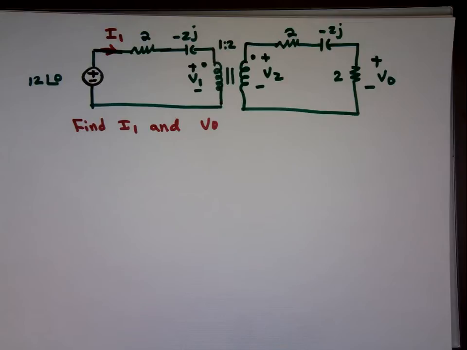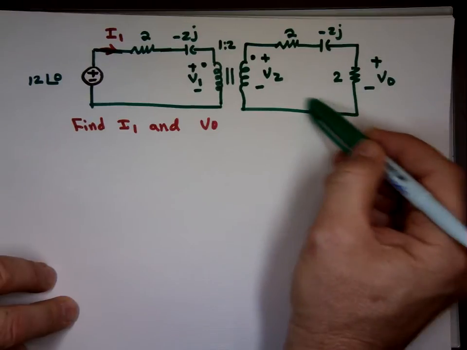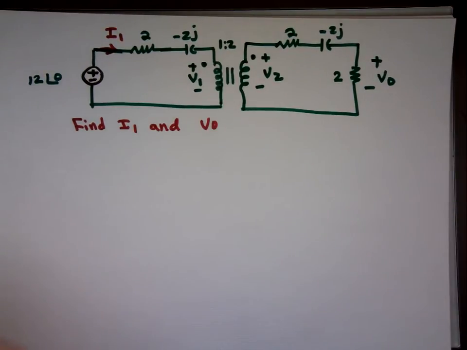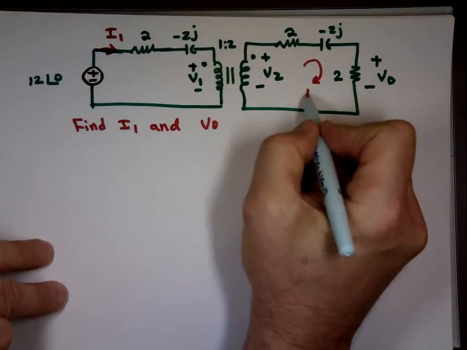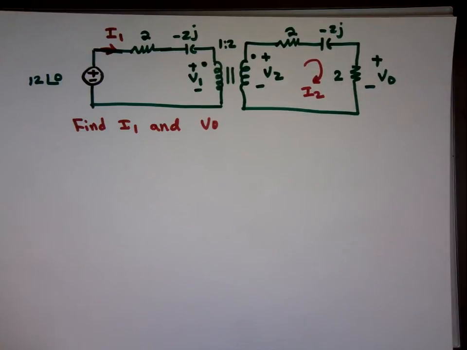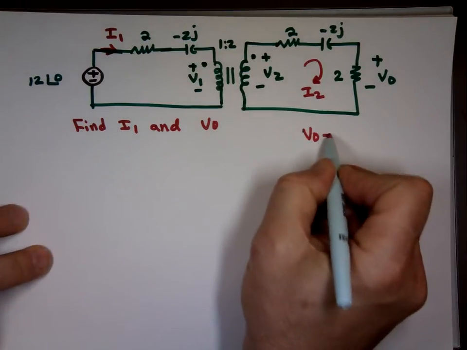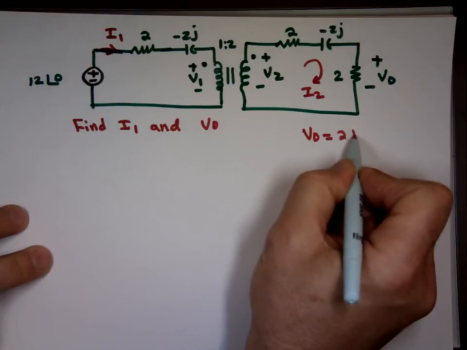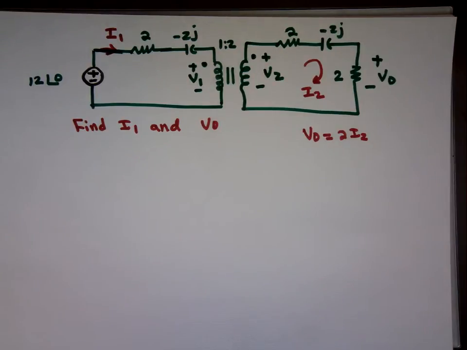We have an ideal transformer. Now the way V out is defined, plus to minus. See it, plus on the top, minus on the bottom? So maybe I should assign the current I sub 2 going this way. Because if I assign it going that way, then V out equals 2I sub 2. If I assign it going the other way, it's going to be negative 2I sub 2.